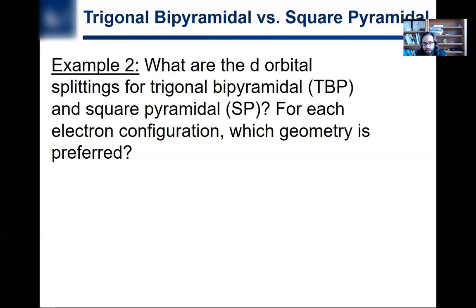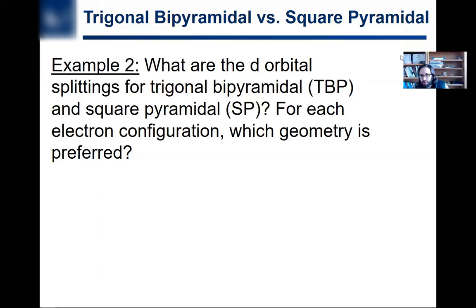All right, so in this example, we're going to probably take a few videos to go into looking at how the angular overlap method can be used to predict what structures or geometries for transition metal complexes are the most stable. The example that we're going to take a deep dive into is looking at two different 5-coordinate systems.